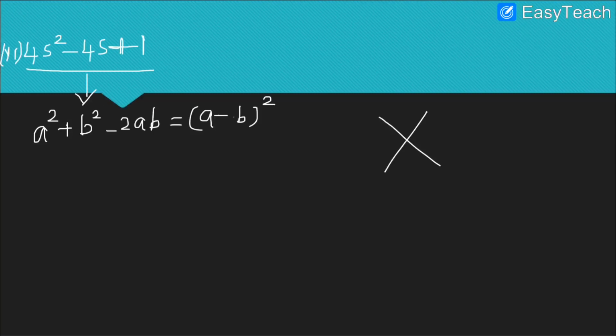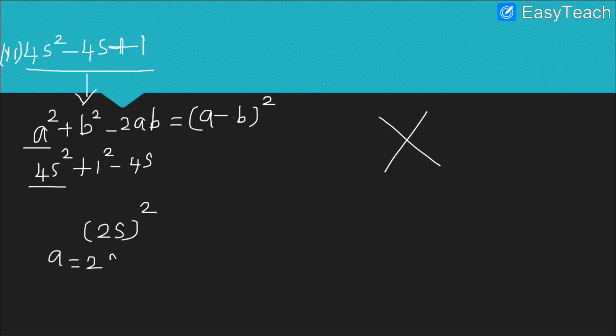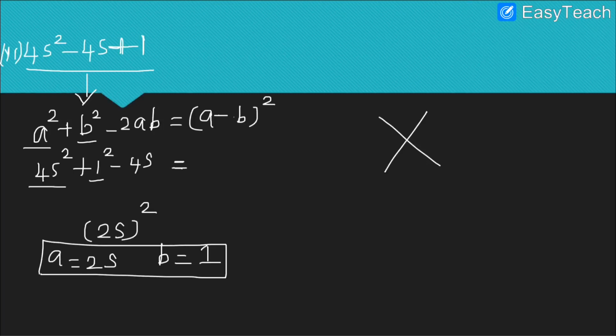So I rearrange the polynomial to find a and b. Here in the place of a squared we have 4s squared, so split the number, 2s squared. So this is what a is. So here a equals 2s. For b, in the place of b squared we have 1 squared, so b is 1. So we know a and b. So I can write this polynomial as 2s minus 1 the whole square. So I can write 2 times 2s minus 1. So this is also correct.